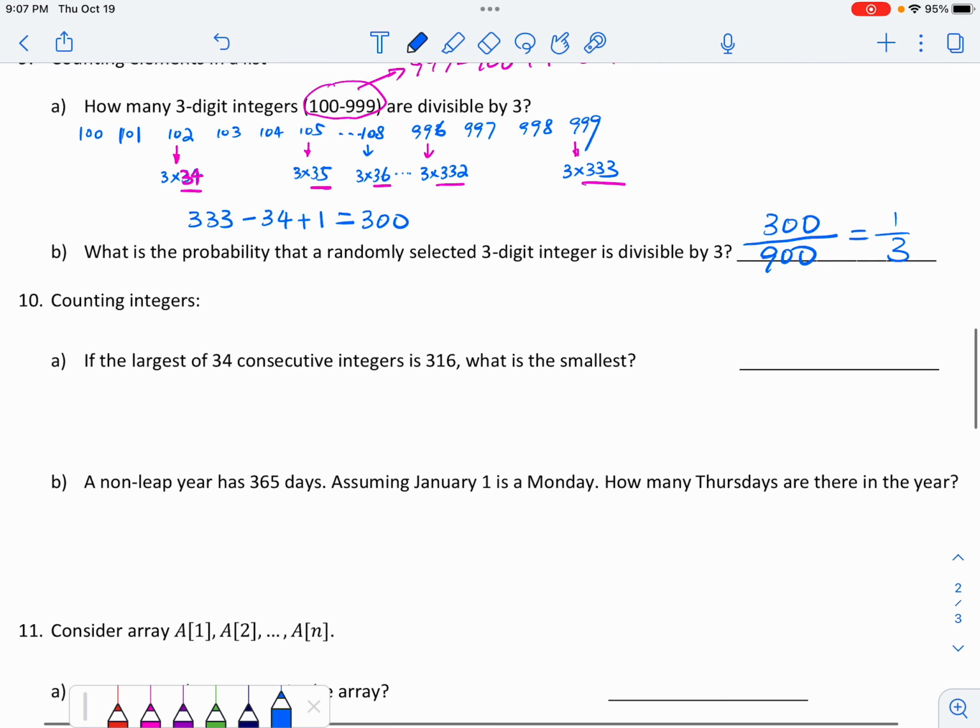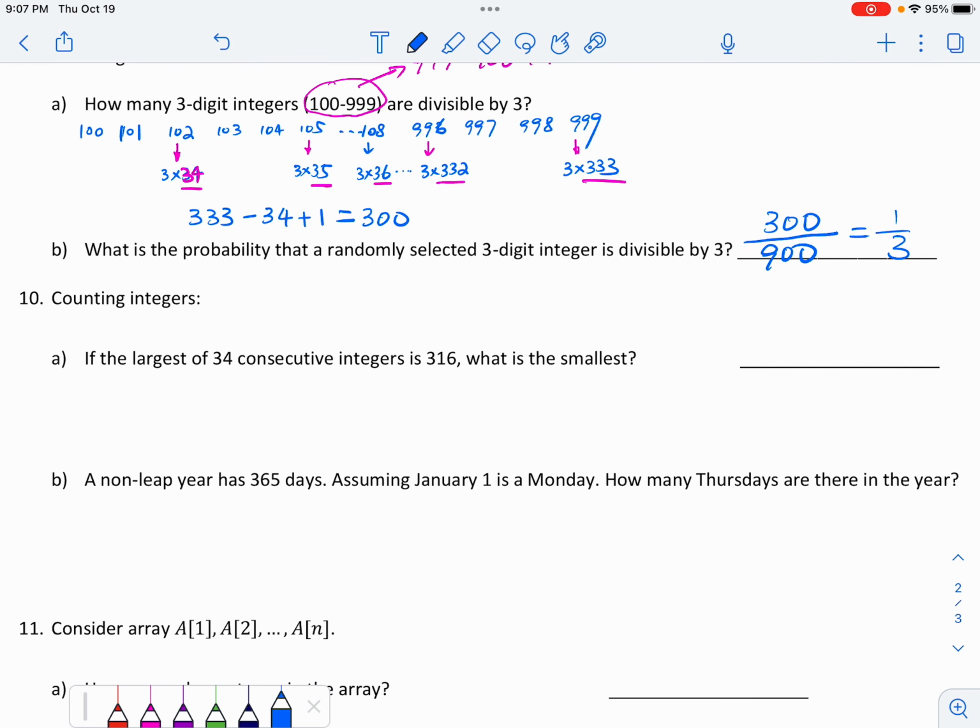Now, let's do a few more exercises. So the next one is, if the largest of 34 consecutive integers is 316, what is the smallest of these 34 consecutive integers? So what's the first one?